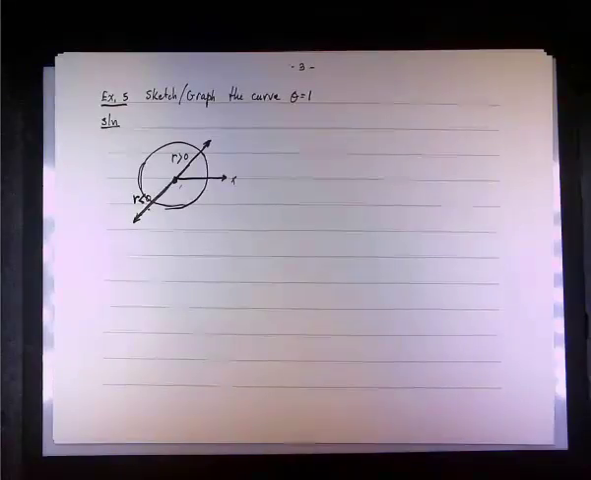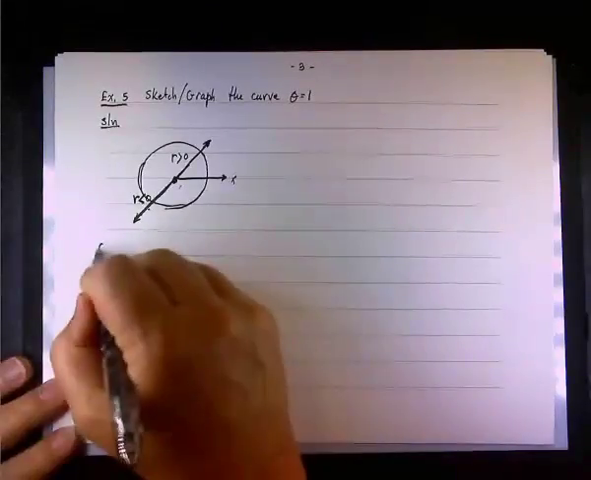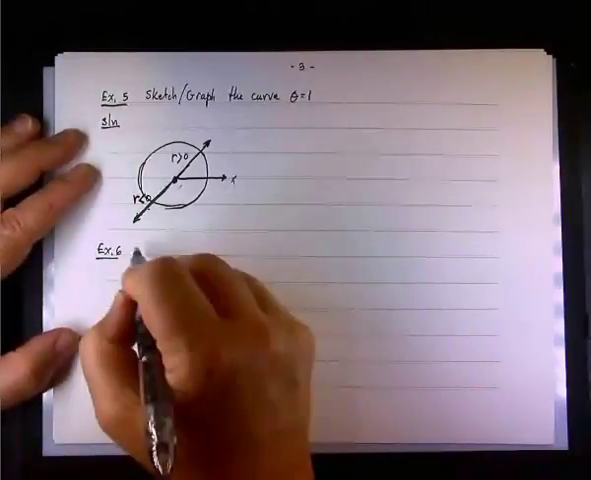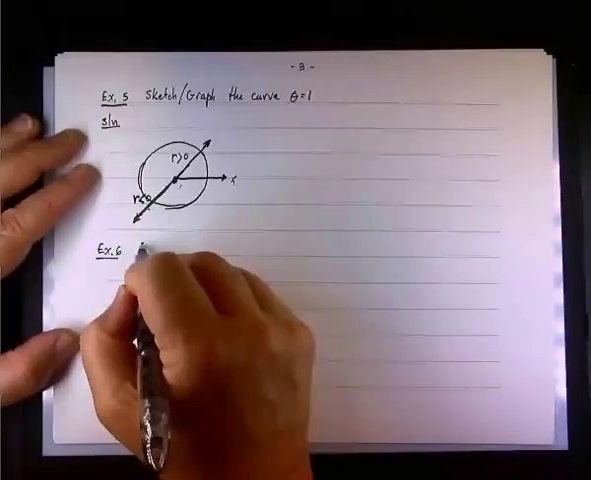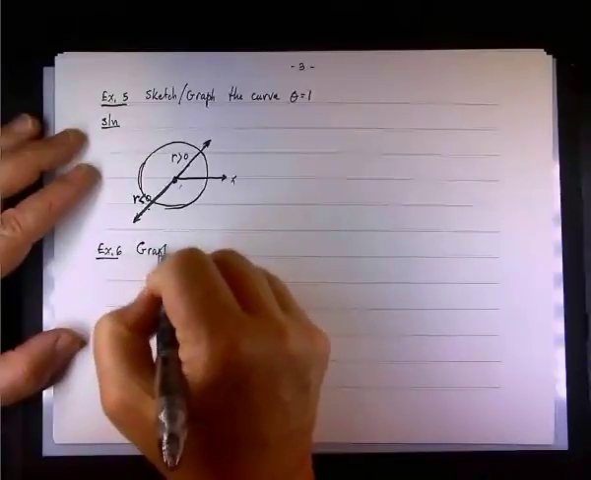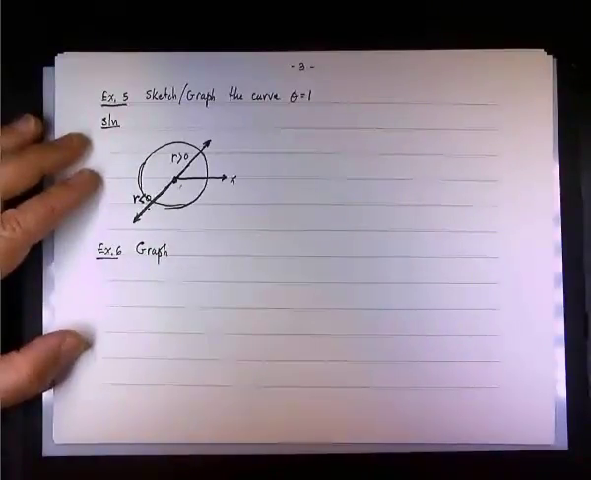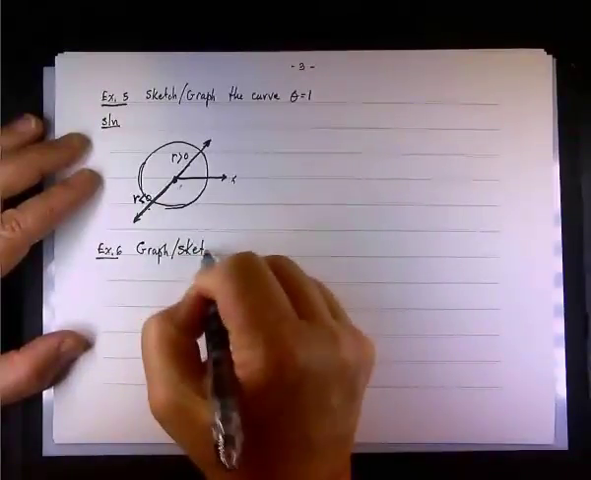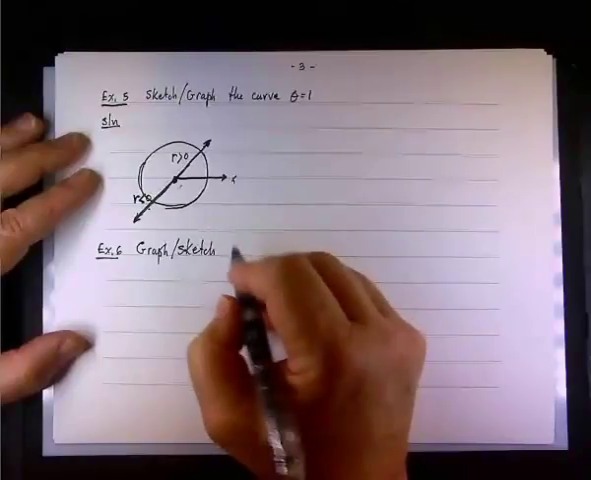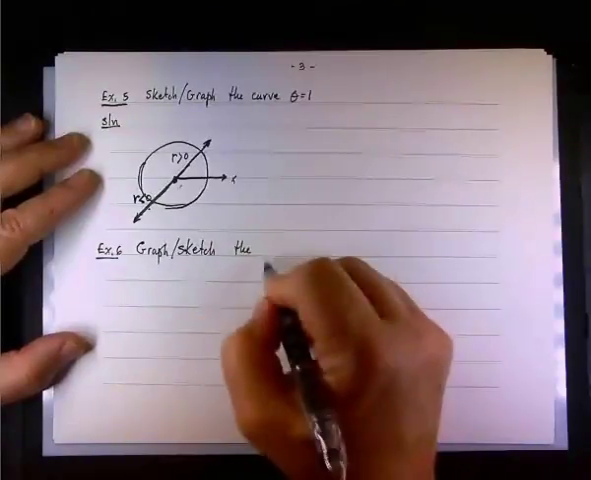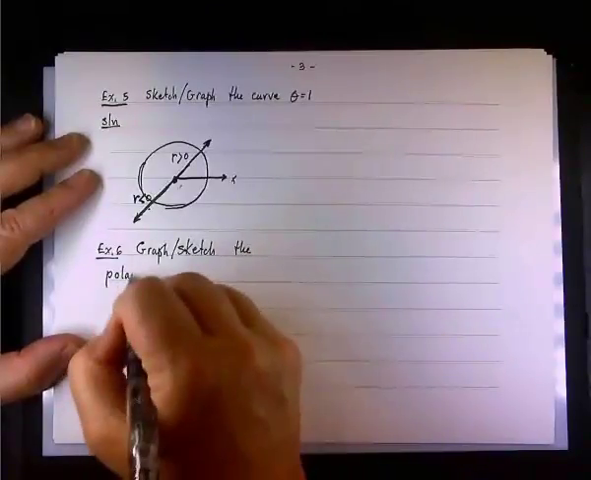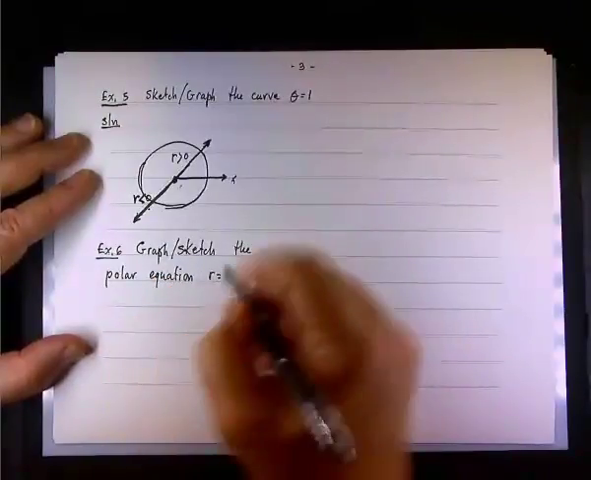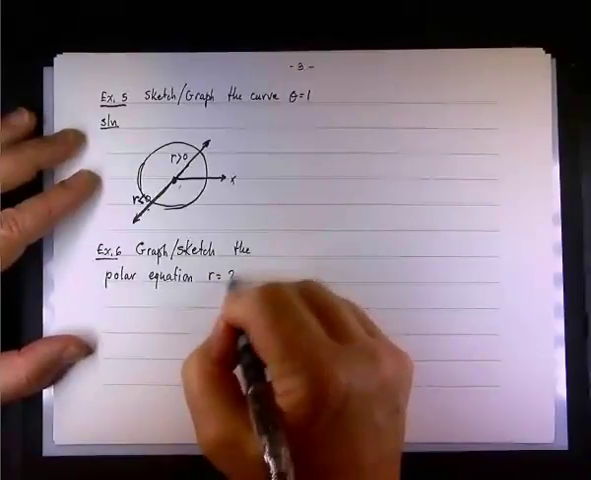In the next example, that will be example 6, we need to come up with the curve. Let's graph, instead of sketching. Actually, let's do graph sketch again. The polar equation: r equals 2 cosine theta.